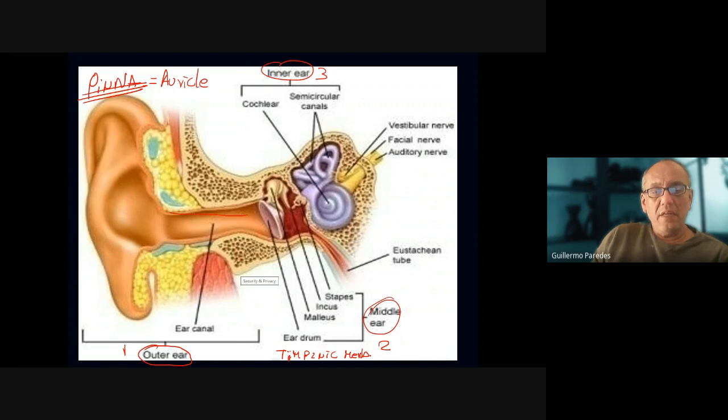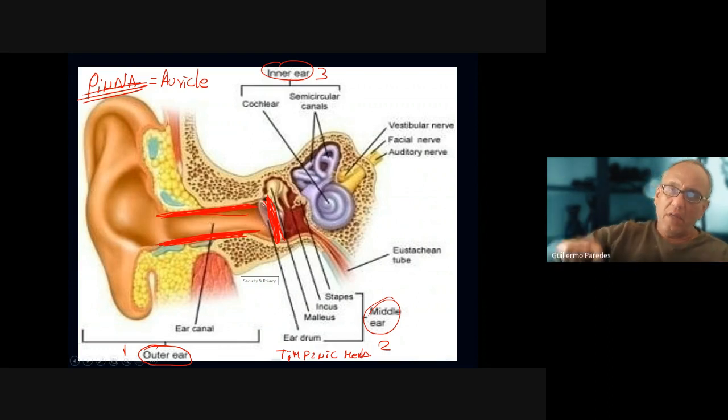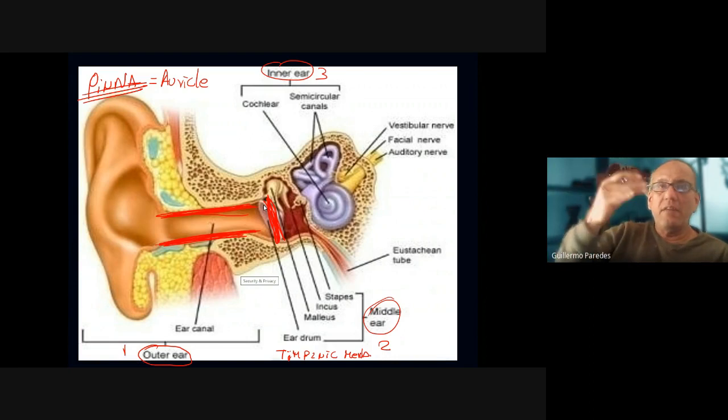The ear canal is very important, and we are going to talk a lot about it. And then we have the tympanic membrane. The tympanic membrane is like the eardrum. In an exam, we can put eardrum, but you need to know that it's called the tympanic membrane. It's like a drum, right? There is a membrane that literally vibrates during the sound wave.